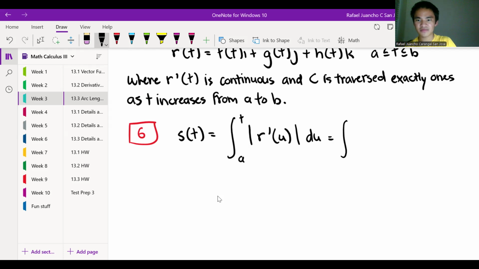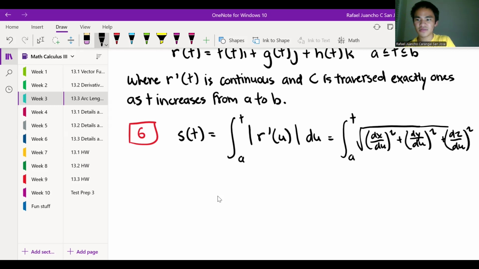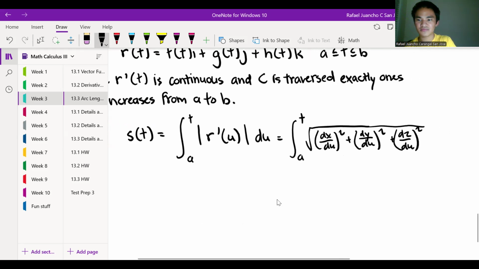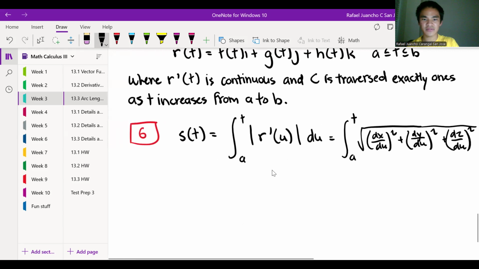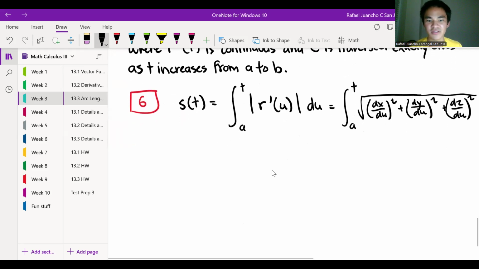And so that's that. We can do it in Leibniz notation, doesn't matter. So again, it's going to be dx du, dy du, and dz du. Okay, it's kind of messy, but hey, it's cool. So we can do it in that notation as well. Not going to focus too much on that though.